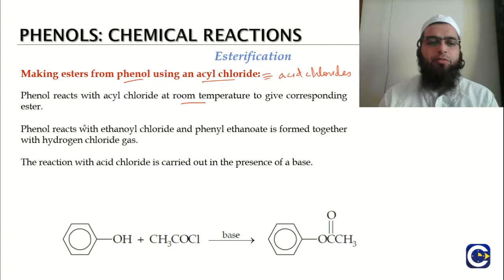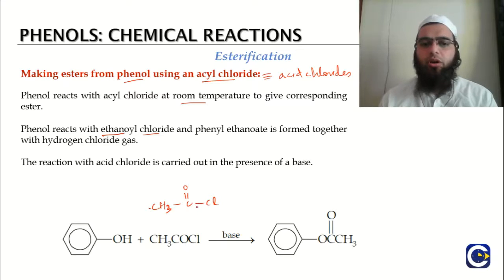We are taking the example of ethanoyl chloride, CH3C double bond OCl. We have two carbons, so we name it ethanoyl chloride. If we have three carbons, it will be propanoyl chloride; if there are four, it will be butanoyl chloride, and so on.